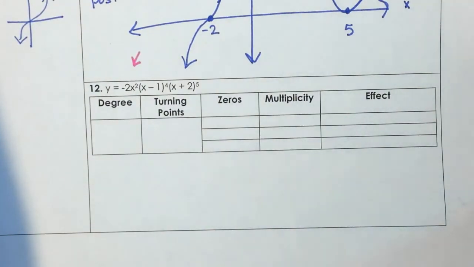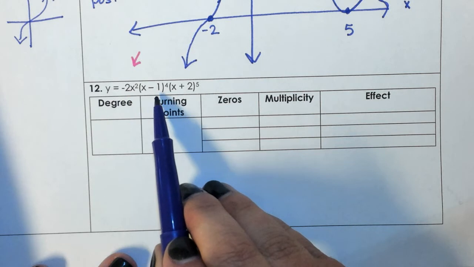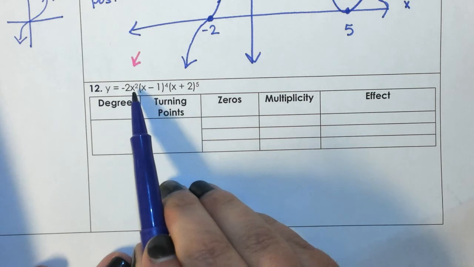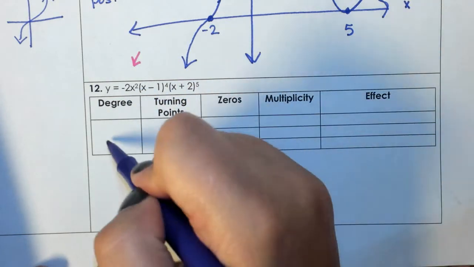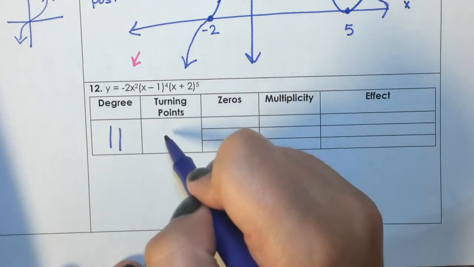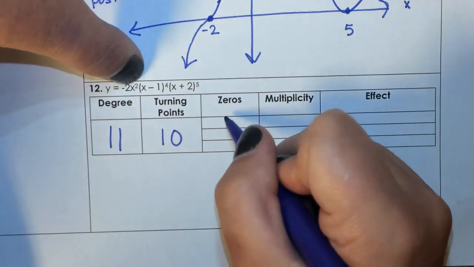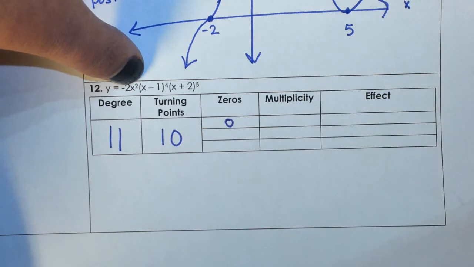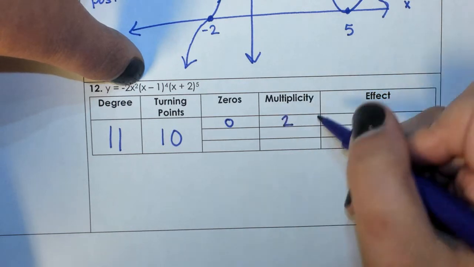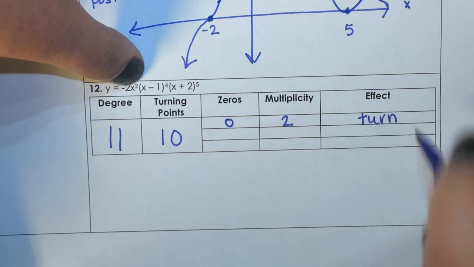Example number 12. We have negative 2x squared times the quantity x minus 1 to the 4th times the quantity x plus 2 to the 5th. So our degree will be 2 plus 4 is 6 plus 5 is 11. And we're going to have at most n minus 1 turning points, so 11 minus 1 is 10. And we're going to have 3 different zeros here. On this x squared factor, we're going to have a 0 at 0. And then our multiplicity on there is 2. When something is an even multiplicity, it's going to turn at the x-axis.